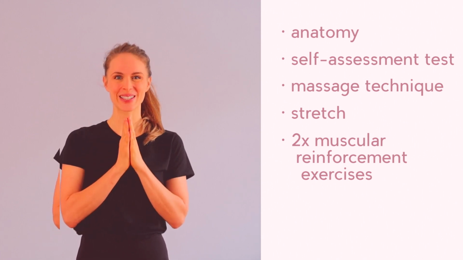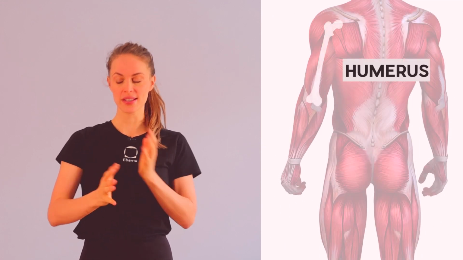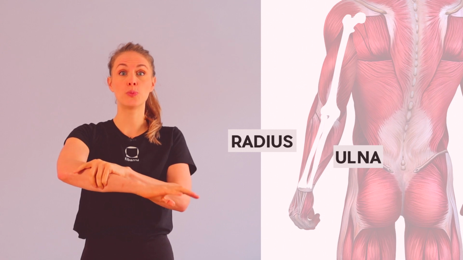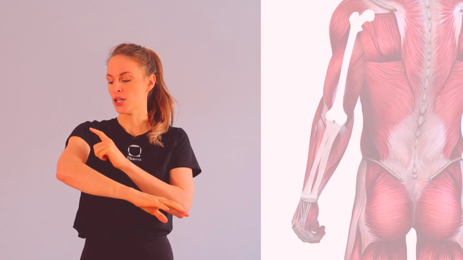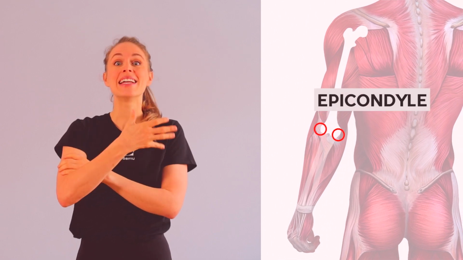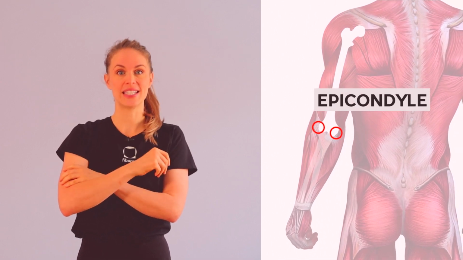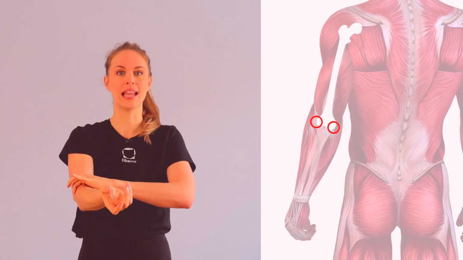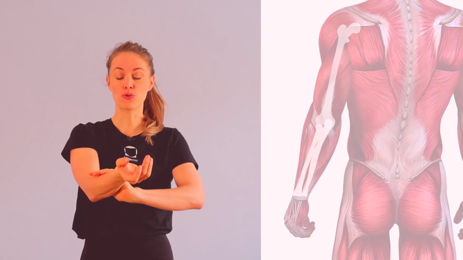So let's start. Your elbow consists of what we call your humerus, this is your upper arm bone, and your radius and ulna. These are the two bones in your lower arm. Your humerus has something that we call an epicondyle. It's where most of our forearm muscles attach. You have one on the left and one on the right, so one on the medial and one on the lateral side.